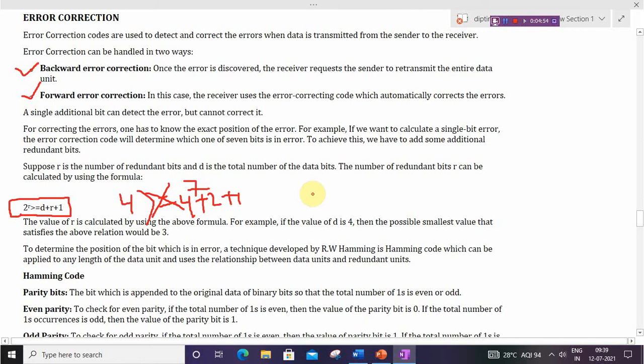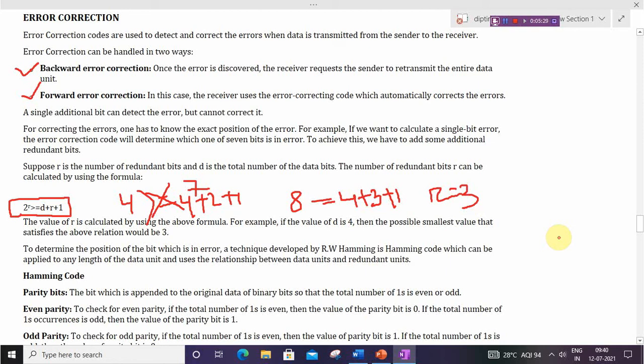So again, 2 to the power 3, then 2 to the power 3 means 8. Here the D value is 4 and the R value is 3. 4 plus 3 is 7, plus 1 that is 8. So it is equal. So here the R value equals 3. So by this formula we can calculate the redundant bits.